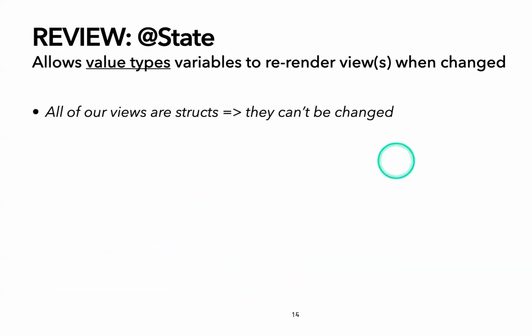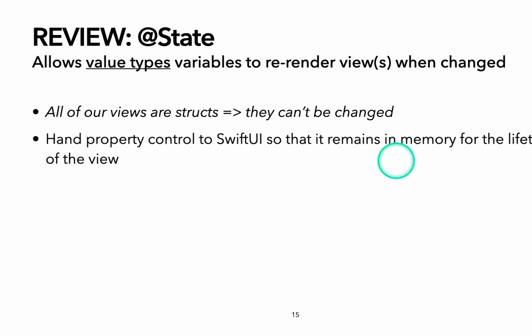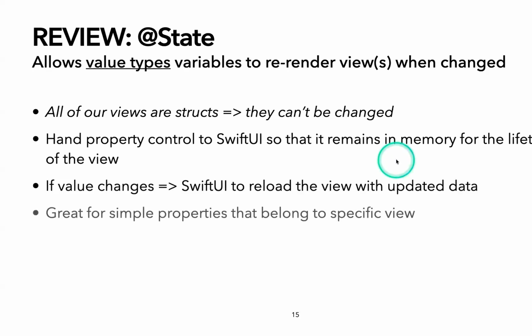So again, properties within our structs can't be changed within themselves. So we use @State to hand over control to SwiftUI so that SwiftUI can manage the memory and, whenever that value updates or changes, SwiftUI can re-render the views to reflect the new value. And it's great for simple properties that belong to a specific view. For example, in many apps you have an edit profile sheet that pops up, or when you click on a row item in a list, it shows a detail view. That is probably handled by an @State using a Boolean, right? showSheet is false, right?